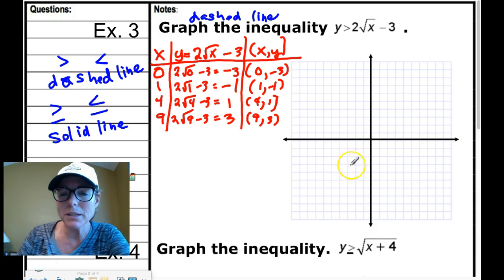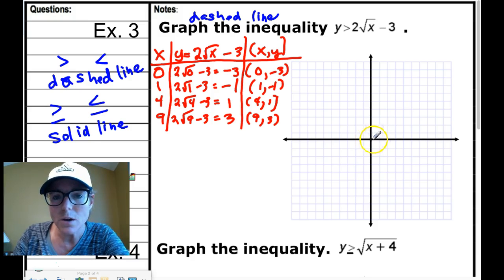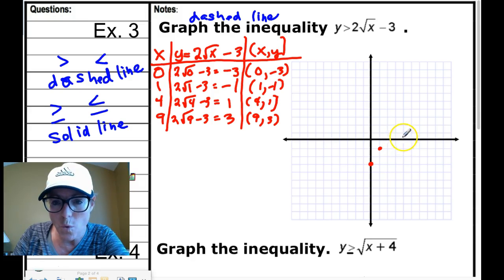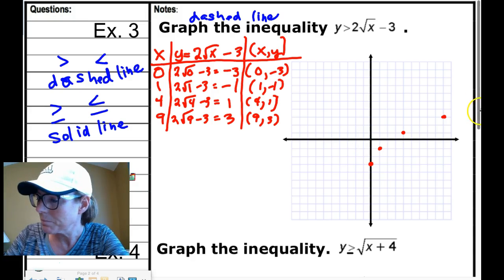So now we're going to plot these points. (0, -3): over 0, down 1, 2, 3. (1, -1): over 1, down 1. (4, 1): over 4, 1, 2, 3, 4, up 1. And (9, 3): over 9, 1, 2, 3, 4, 5, 6, 7, 8, 9, up 1, 2, 3. And it's a dashed line.